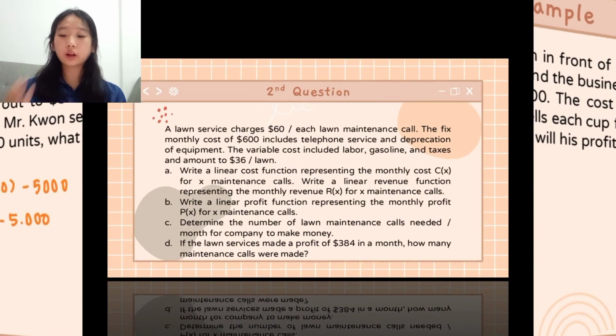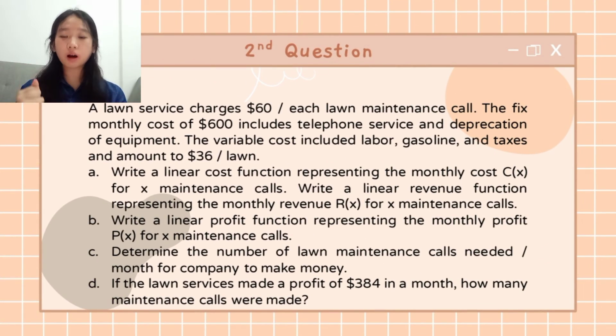For the next question, a lawn service charges $60 per lawn maintenance call. The fixed monthly cost of $600 includes the telephone service and the depreciation of equipment. The variable cost includes labor, gasoline, and taxes, and the amount is $36 per lawn. So we know that the fixed cost is $600 and the variable cost is $36.